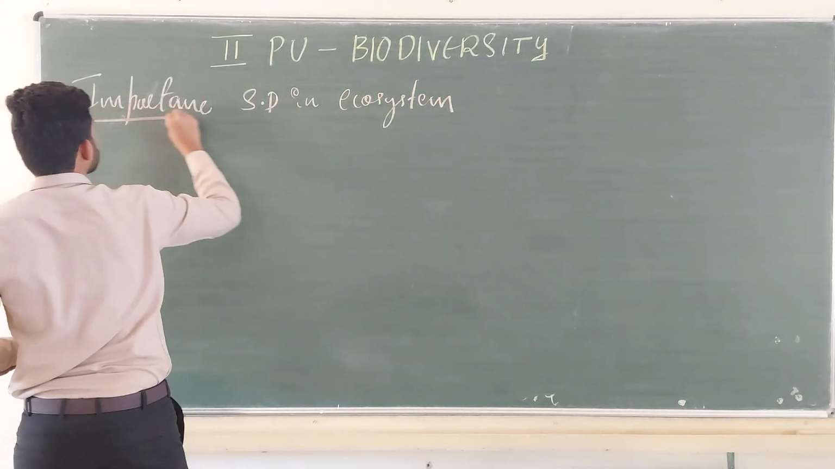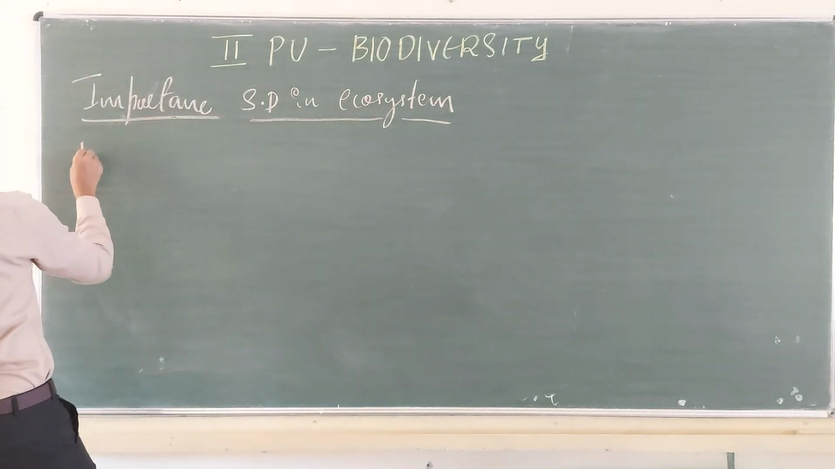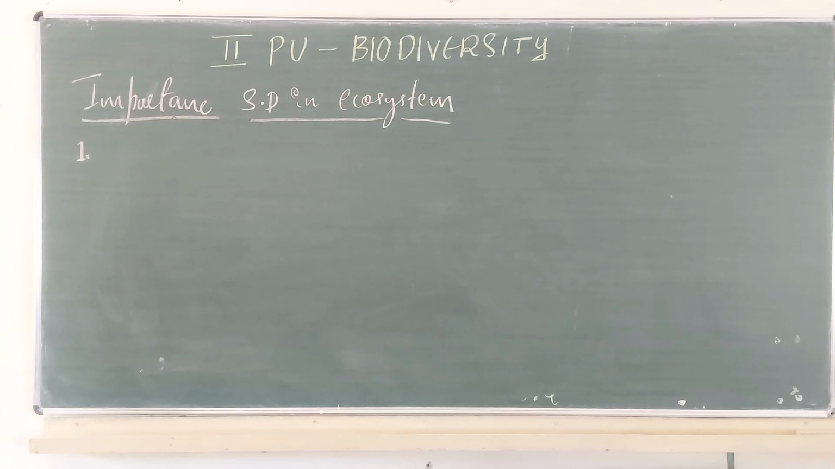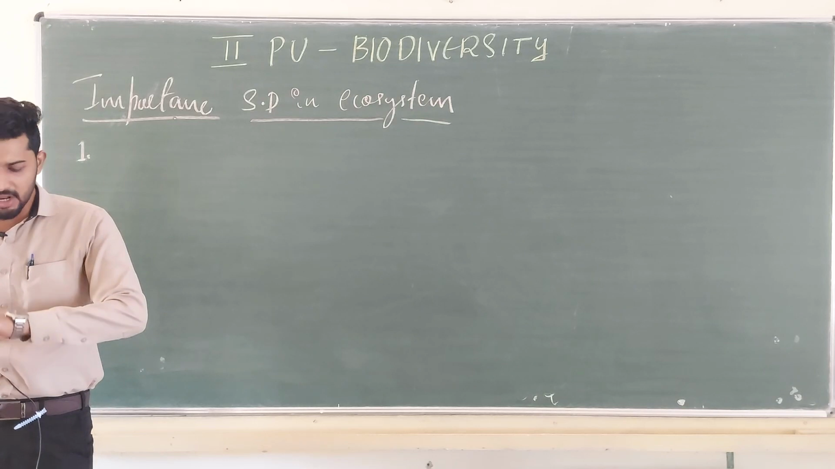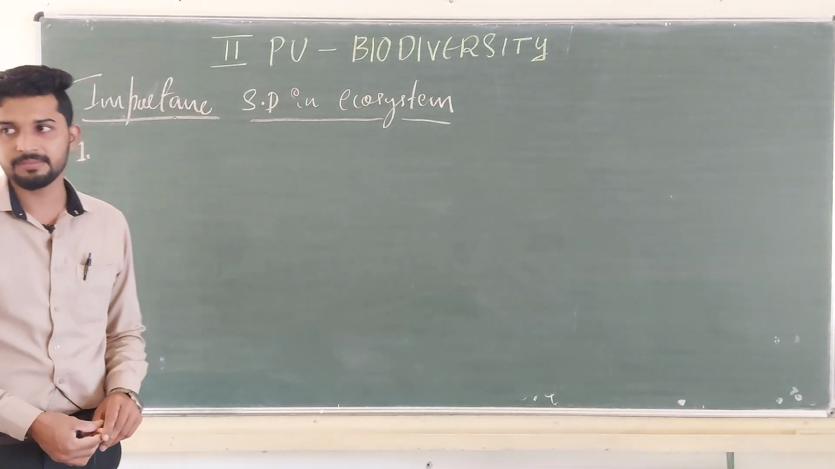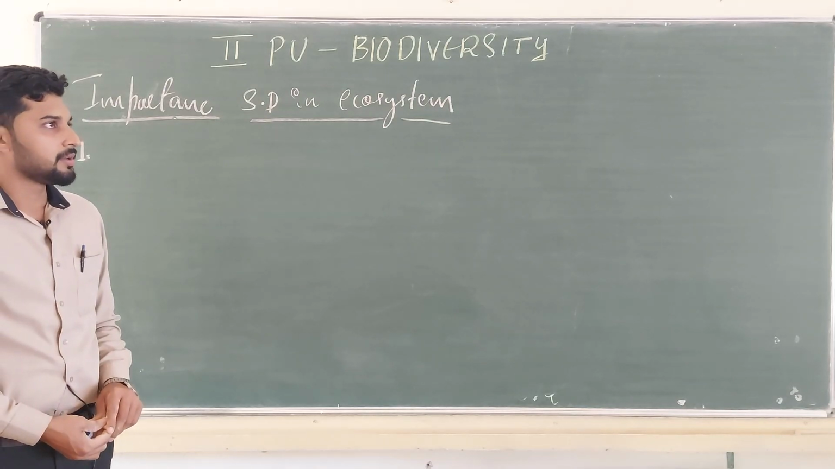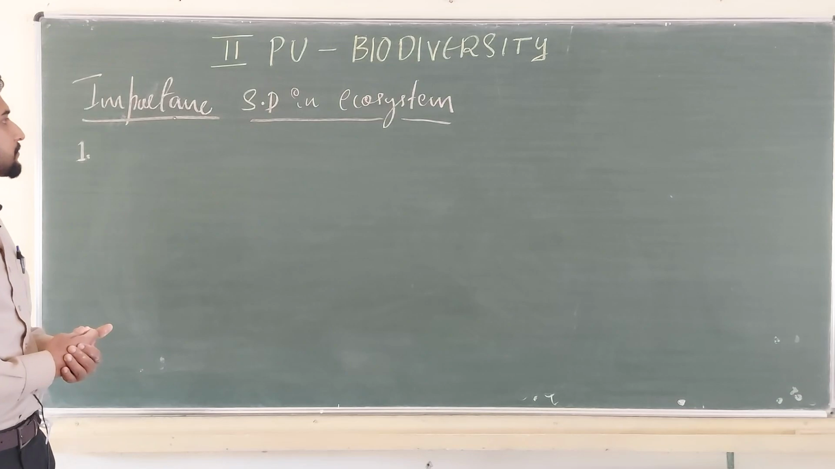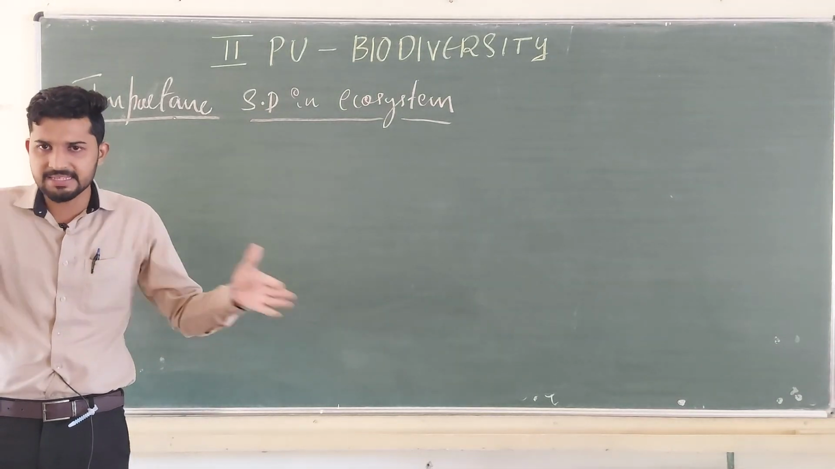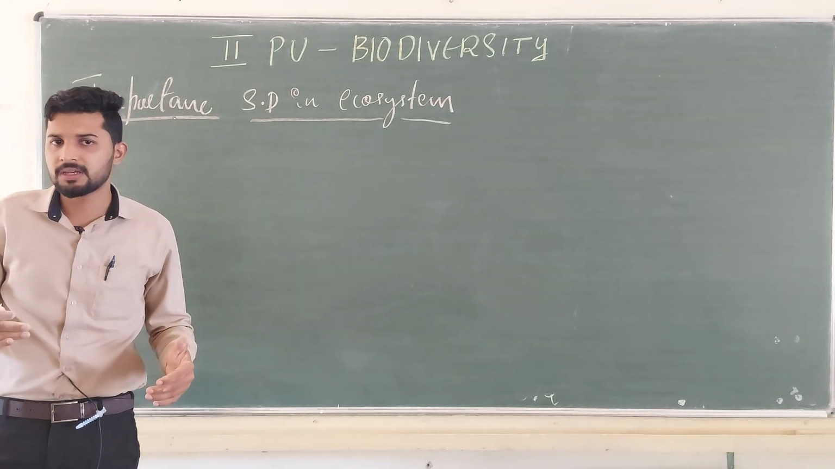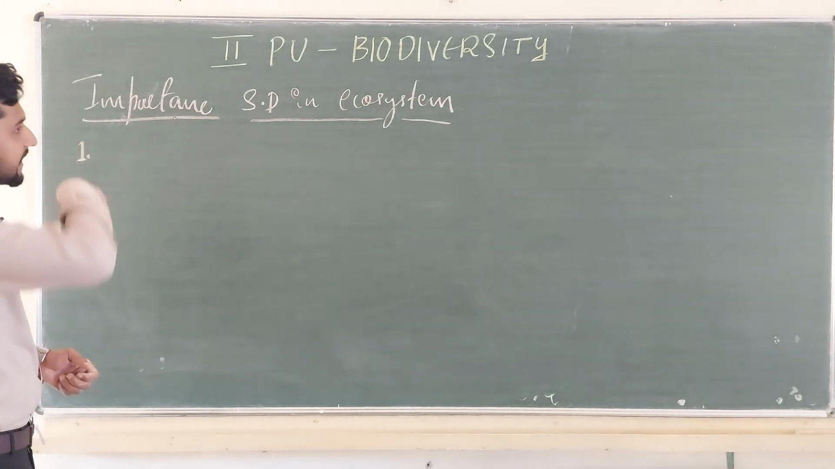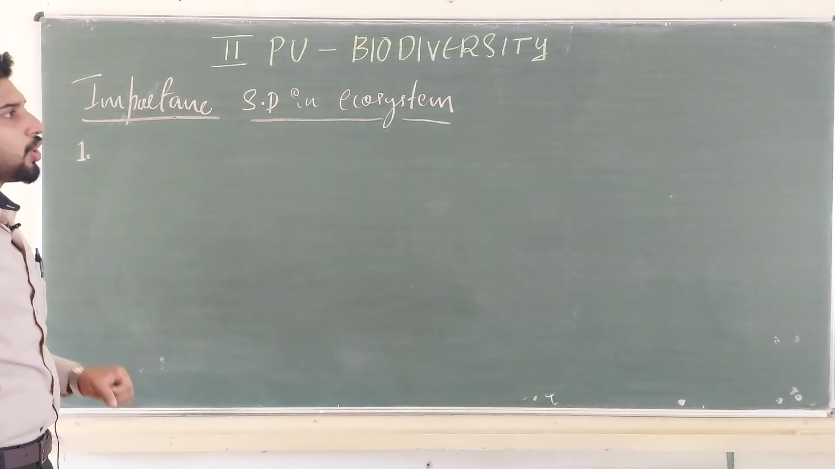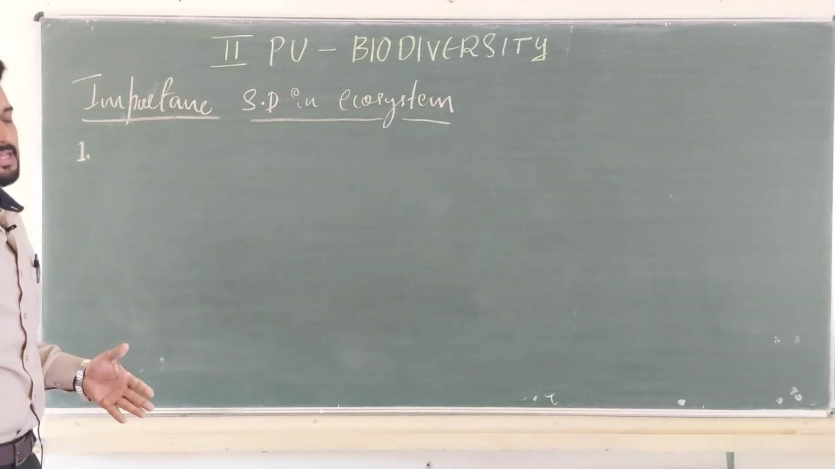This is so simple as well as very important. The first one: importance of species diversity in an ecosystem. Say you have a particular area where you can see more and more organisms. The community with more species is known to be the stable community. So I can write that the community with more species is more stable.